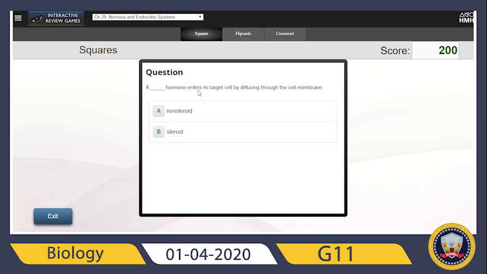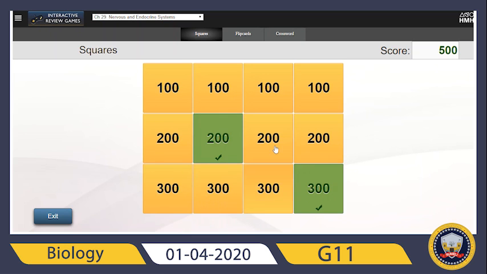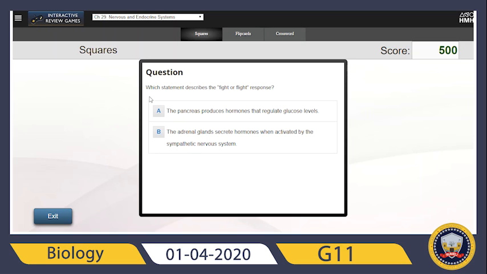A blank hormone enters its target cell by diffusing through the cell membrane. Non-steroid or steroid? Is it steroid? Let's try. Correct. Let's see if we can gather 1000 points, 300 points for now.